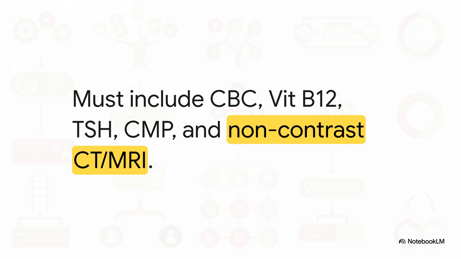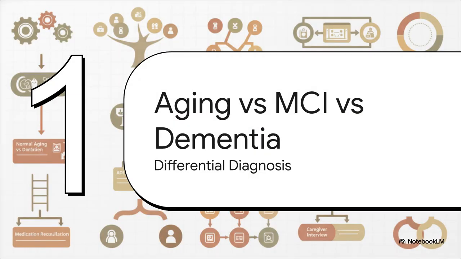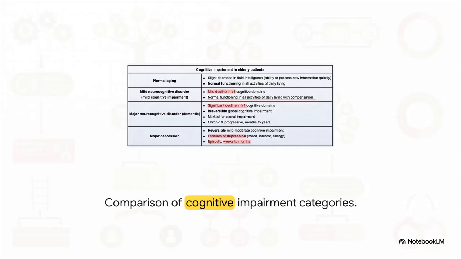For Step 2 CK, they love to test vitamin B12 deficiency and hypothyroidism as classic, totally reversible causes of cognitive decline. So if you see macrocytic anemia or cold intolerance paired with memory loss, that points directly to a metabolic issue, not primary dementia. Section 3, Aging versus MCI versus Dementia. When it comes to differentiating these, activities of daily living, or ADLs, are your strict clinical dividing line.